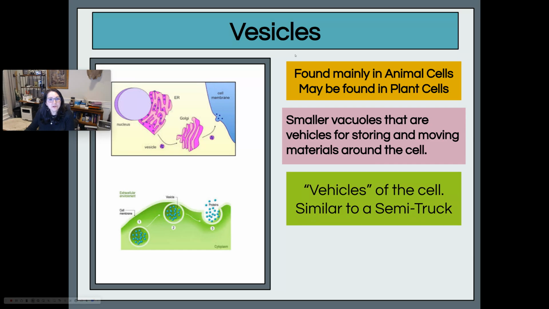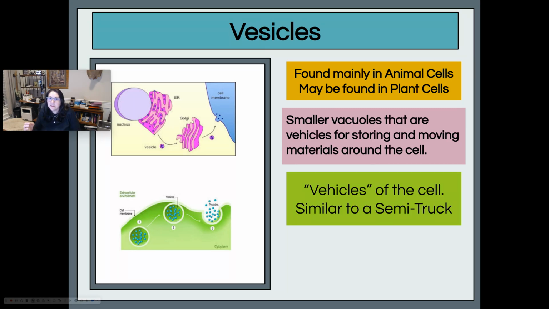All right, vesicles. These are found mainly in animal cells, but you'll see them in plant cells as well. These are small vacuoles. They're just small packages, and they're filled with materials that need to move around the cell. So this little circular piece here that's filled with stuff, or this circular piece here filled with stuff. These vesicles can dump stuff out of the cell. They can bring stuff into the cell. They get sent from the ER. They get sent to the Golgi body.